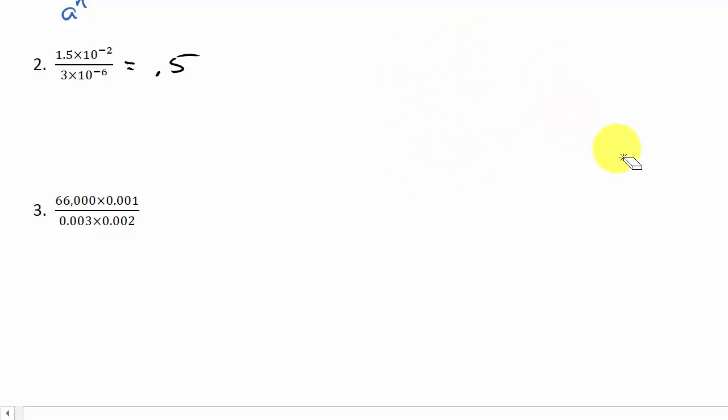Now, this part, the tens here. That's times 10, and then I subtract the exponent, so that's -2 minus -6. And so this would give me 0.5 times 10 to the... see that? -2 plus 6. The minus and minus make plus, so that would be 10 to the 4th.